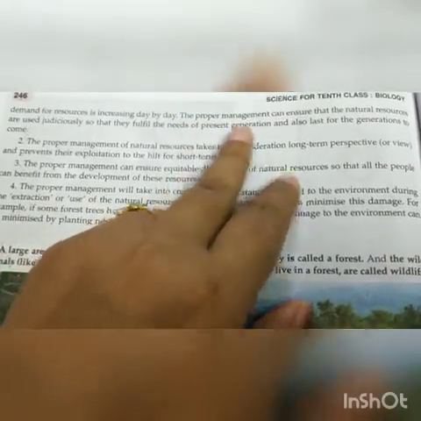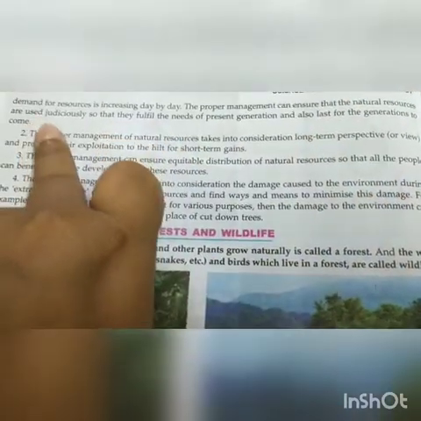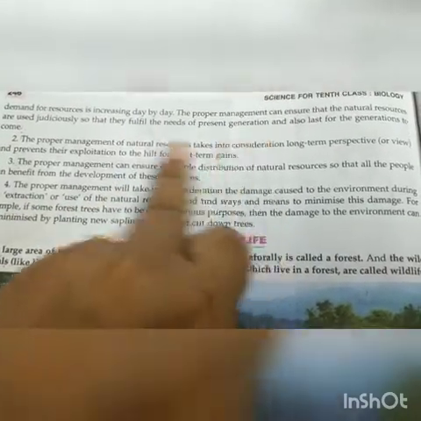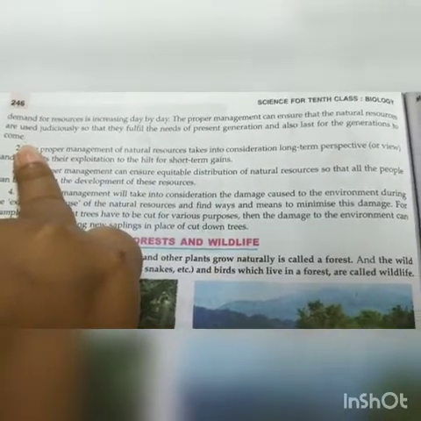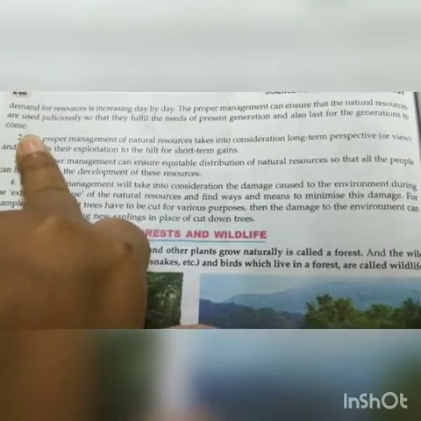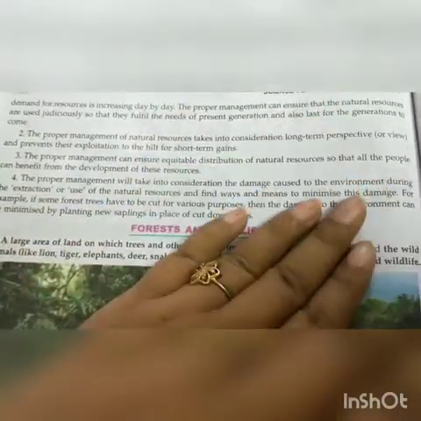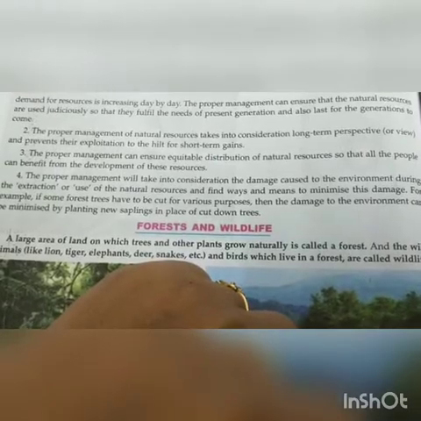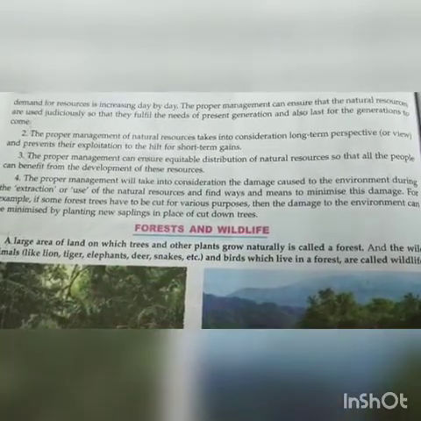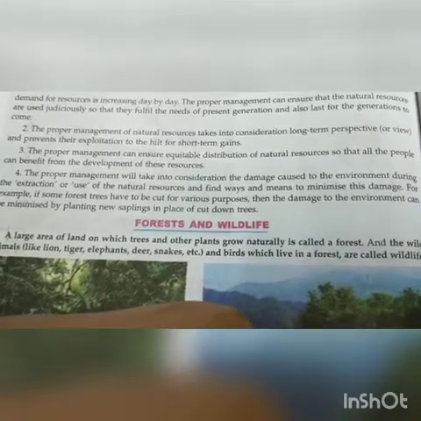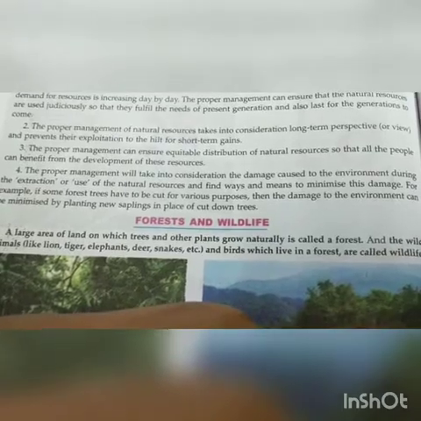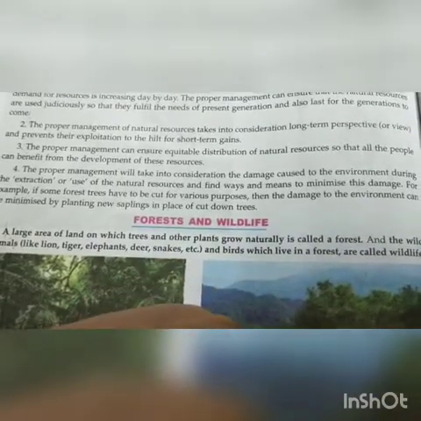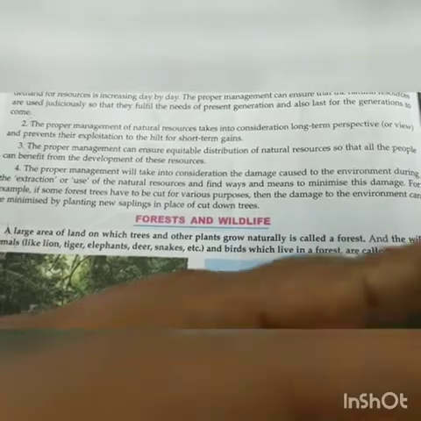Okay, the proper management can ensure that the natural resources are used judiciously, so that they fulfill the needs of the present generation and also last for the generations to come. So if we do proper management of the natural resources, then what will happen? It fulfills our needs, and it will remain for the future generation also. But if we do not manage our natural resources, then what will happen? We will get enough natural resources, but maybe our future generations will not get the resources. Okay, that's why we have to use the resources in a proper way, so that we can get the benefit of that, plus our next generation also gets the benefit.